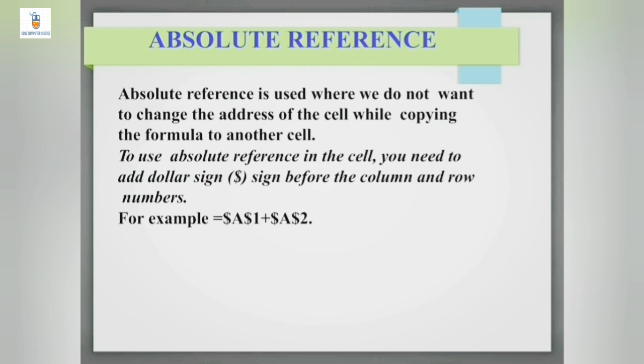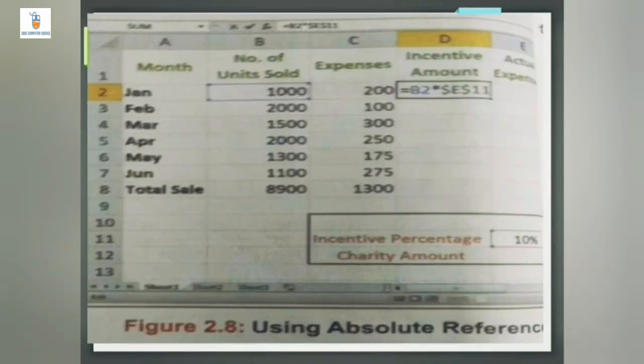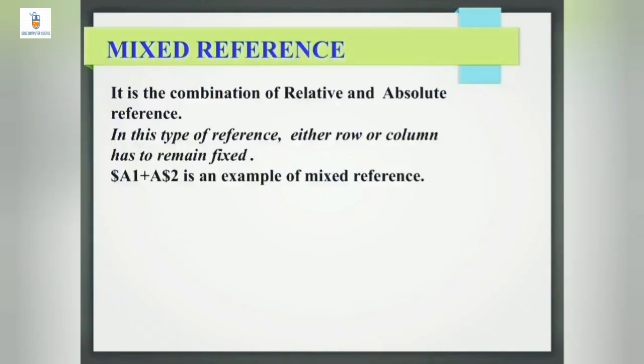Let's see this with the help of an example. The same table we are taking here, instead of copying the formula exactly the same, in D2 I am typing equal to B2 into $E$11. So what does that mean? That means B2 we can change its value, but E11 will remain fixed in the formula wherever you copy the formula. So equal to B2 into $E$11 means B2 is a relative reference, so B2 can be converted into B3, B4 like this, but $E$11, that is cell E11's reference will remain fixed here.